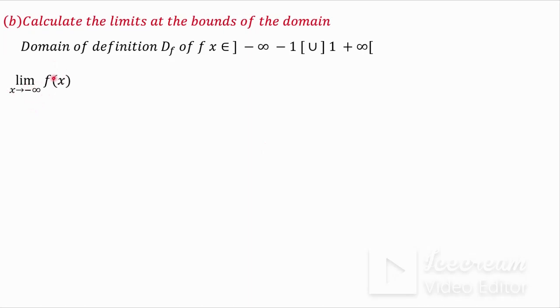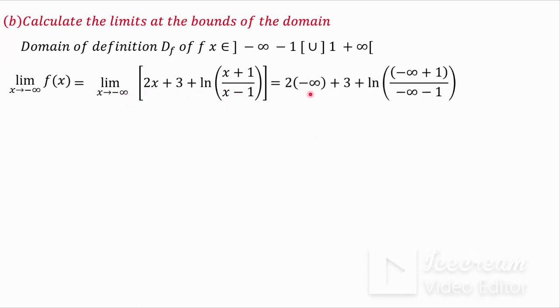So the limit of f of x as x tends to -infinity is the limit of 2x plus 3 plus ln of (x plus 1) divided by (x minus 1) as x tends to -infinity. Replacing every x with -infinity, we have 2 times -infinity, plus 3, plus ln of (-infinity plus 1) divided by (-infinity minus 1). We know that 2 times -infinity gives -infinity, and -infinity plus 3 gives -infinity.